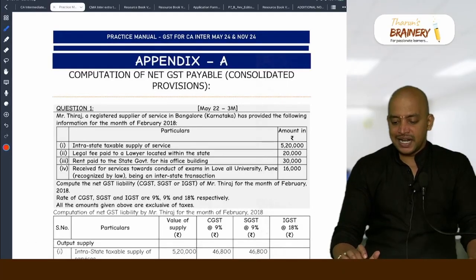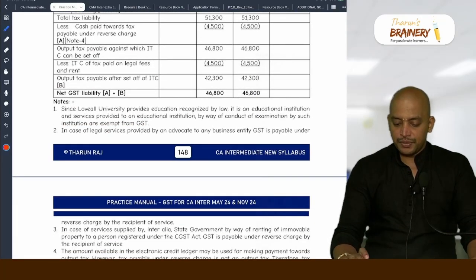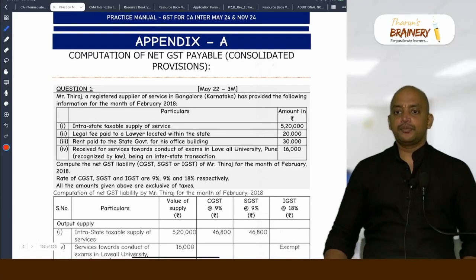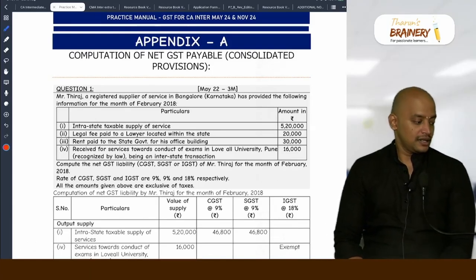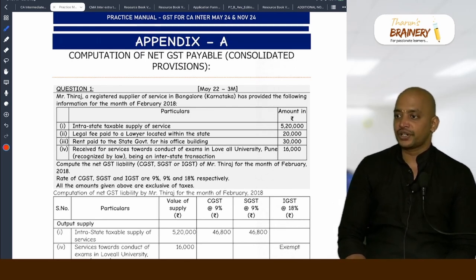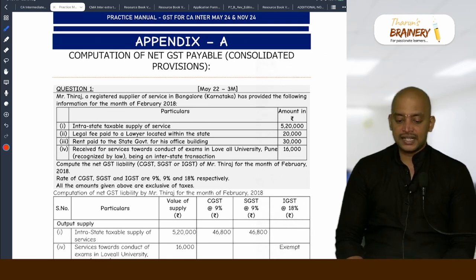You see Appendix A, page number 148. Here, we will be connecting the provisions of RCM and exemptions as well, along with input tax credit. Okay, say this. Question number 1.